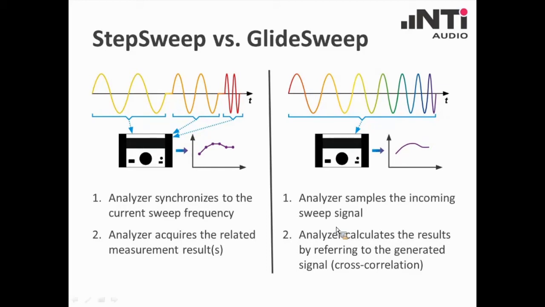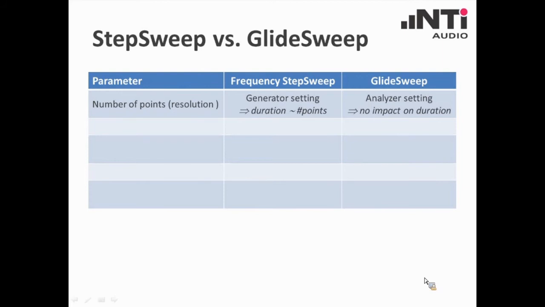So it is obvious that with the glide sweep analysis, the analyzer must have the information of the generated glide sweep. Then it can calculate the results. If we take a look at some individual parameters of sweeps, we can compare the two types as well. First of all, let's take a look at the resolution, the number of points of the sweep. When we talk about a step sweep, we have to define this number of points in advance. It's a generator setting. And keep in mind, the more points we are transmitting, the longer the sweep takes.